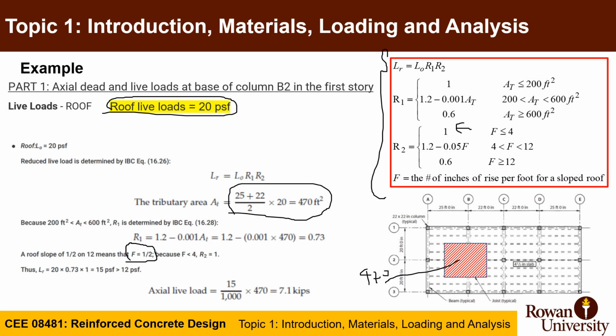That gives you R1 between 200 and 600. So you have to use 1.2 minus 0.0006 from this equation. This gives you R2 as 0.73. You multiply now R1, R2, and L0, which gives you 15 psf, which is more than 12 psf. Now to calculate the load from the roof, you have to multiply that times the tributary area because we want it in kips. So it's 7.1.